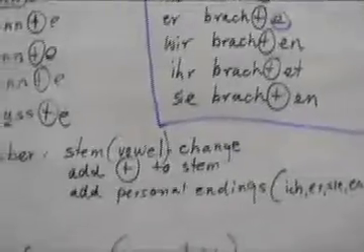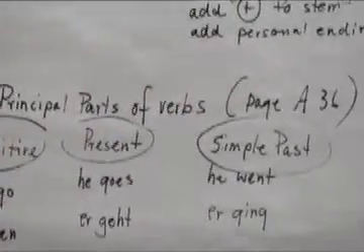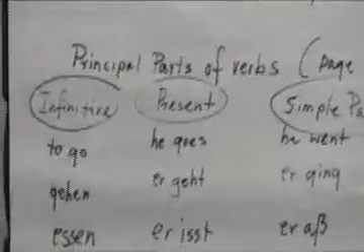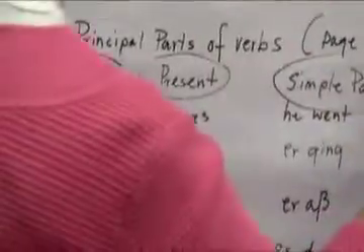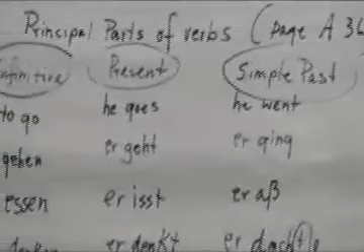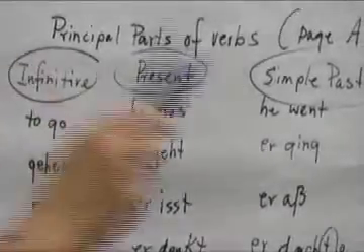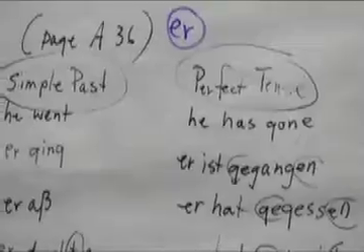The other group of verbs I want you to look at is called the principal parts of verbs. They also start on page A36 in this current book. What are the principal parts of the verb? They give you the he, she, it form. It's always that form. Okay, so we have the infinitive, then we have the present tense, then the simple past, and the perfect tense. That's the sequence which you find in the book.